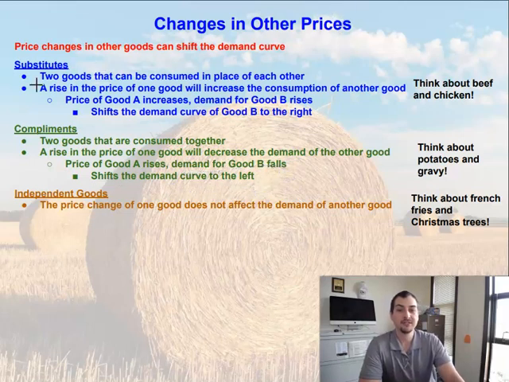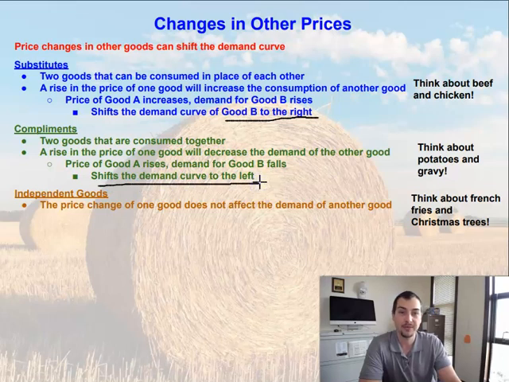So, if it's a substitute, if the price of good A goes up, it shifts the demand curve of good B to the right, meaning that people are going to demand good B more. If the price of good A rises and it's a complement, it's actually going to shift the demand curve to the left for good B. And it's actually going to encourage people to consume less of good B.